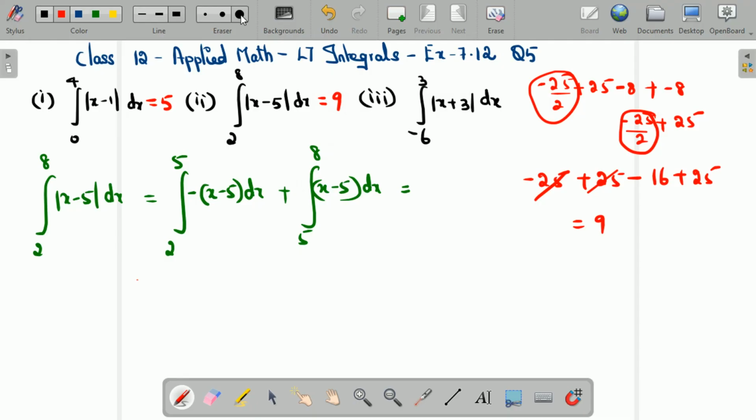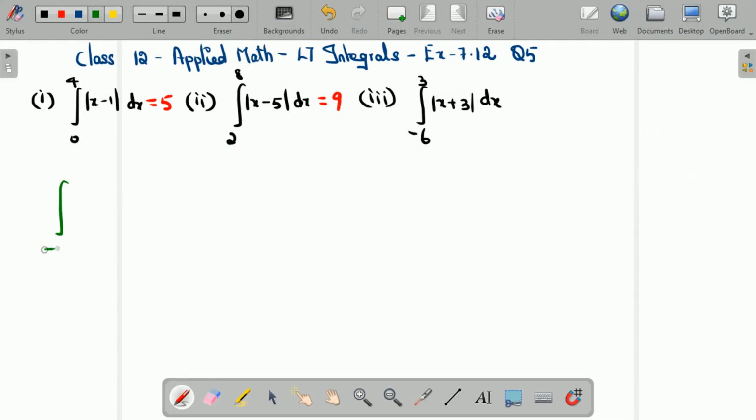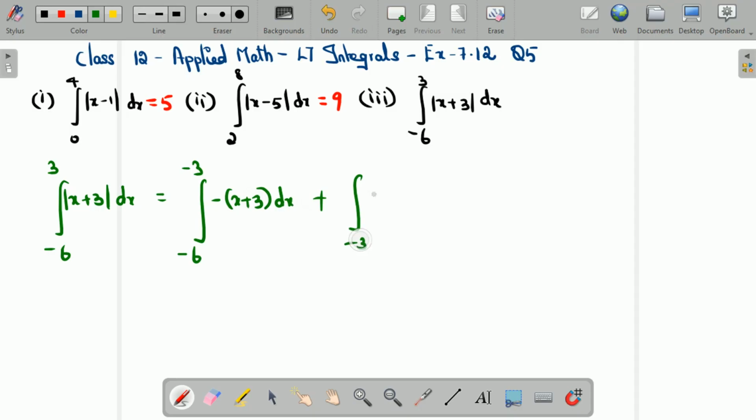Now let's take up the third one. The third integration is between minus 6 to 3 of mod of x plus 3 dx. So this integration, we are going to break it. This is going to be between minus 6 and minus 3, where this integration is going to behave as minus of x plus 3 dx, and in the next case between minus 3 and 3, this integration is going to behave as x plus 3 dx.